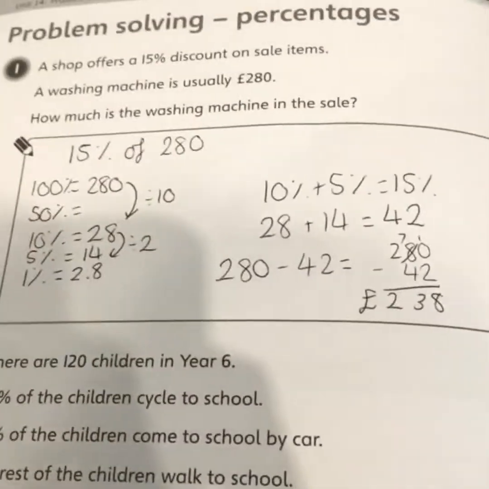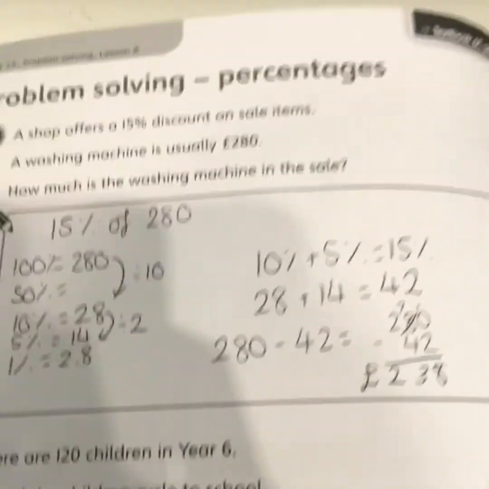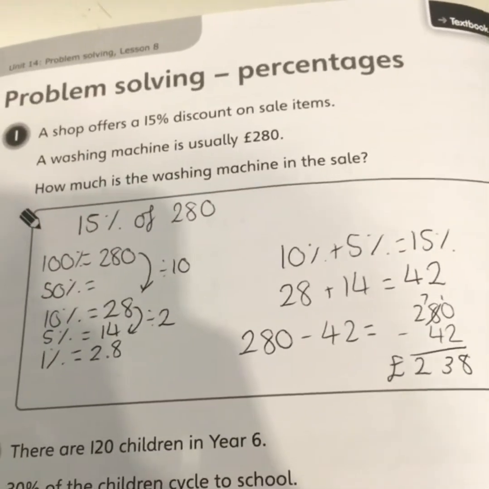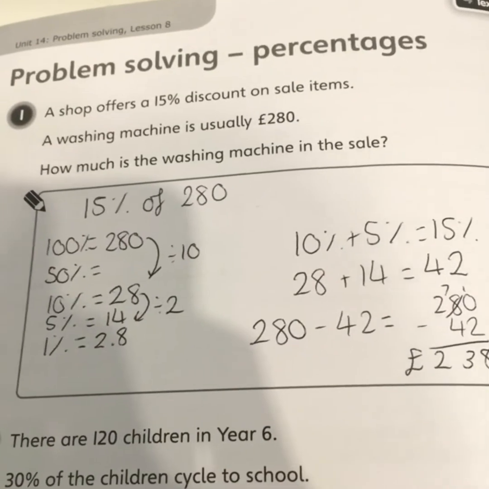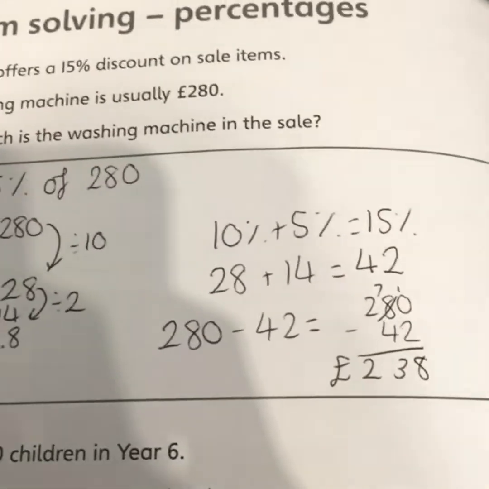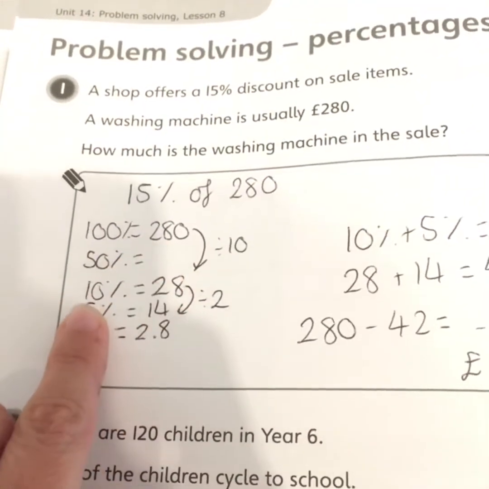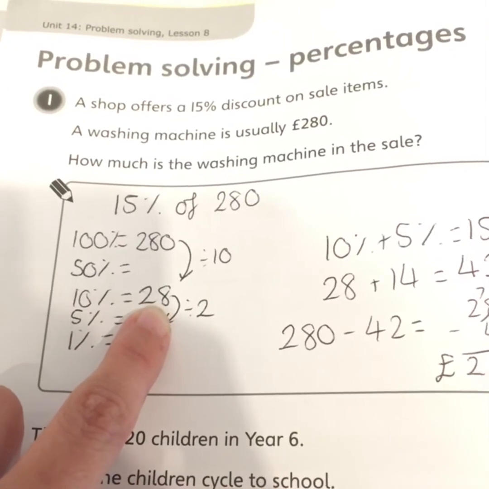Some of that was pretty tricky. So if you've done all of that, I am really, really impressed. Right, let's go through them. First one was a nice, easy one. It was just asking you to find 15% and then take it away. So again, I've got my little helpful percentages down the side. So I worked out 10%, which was 28.